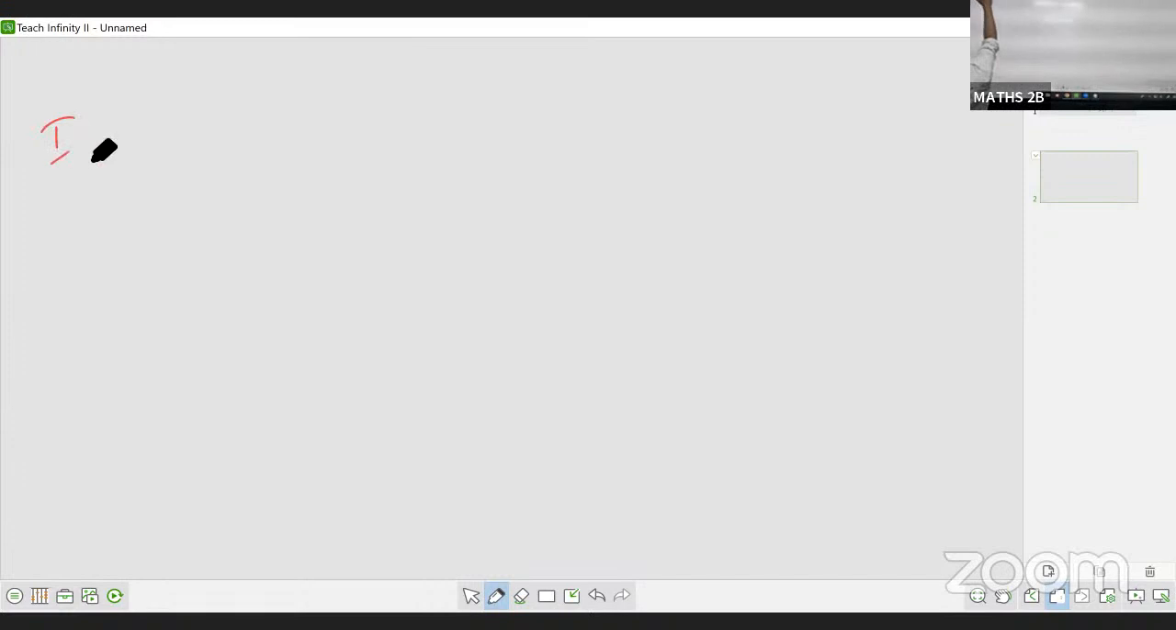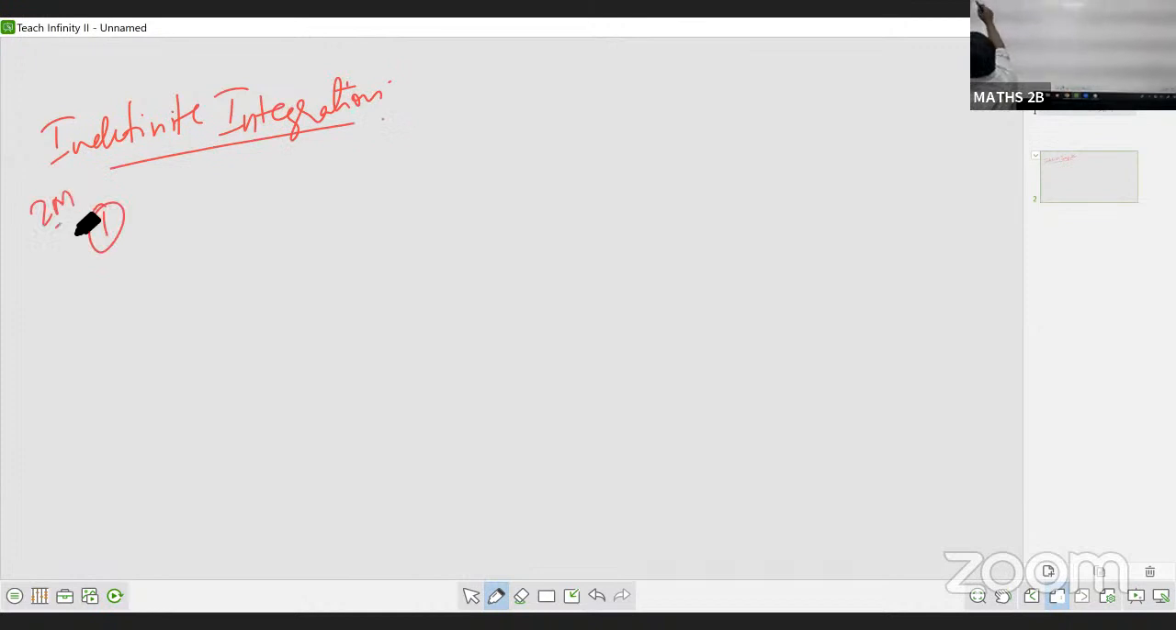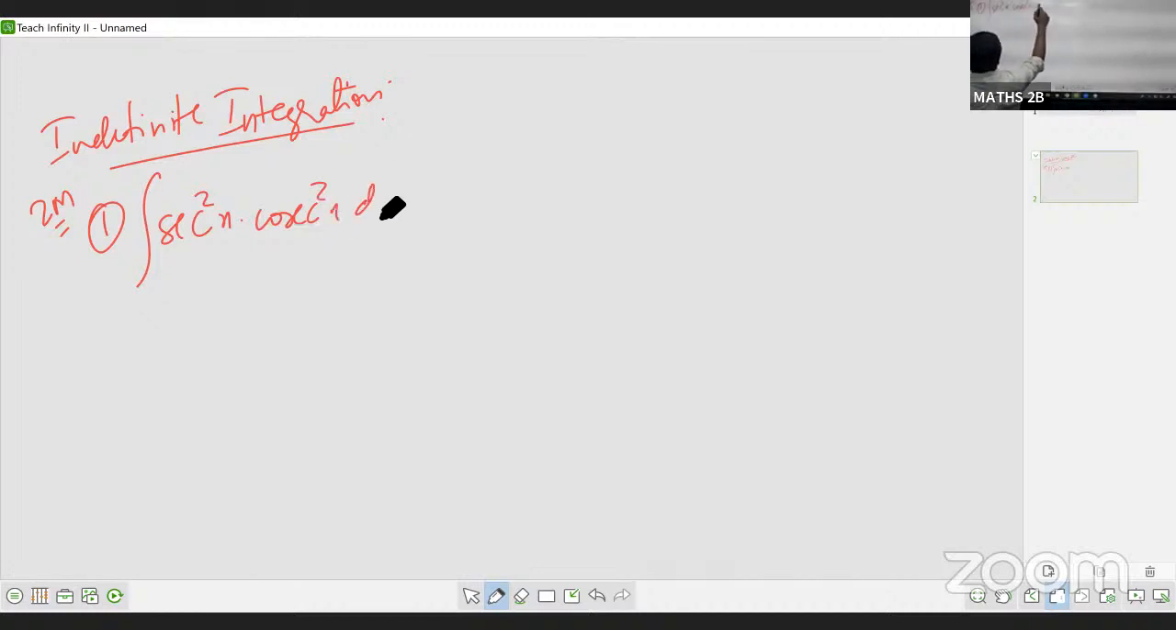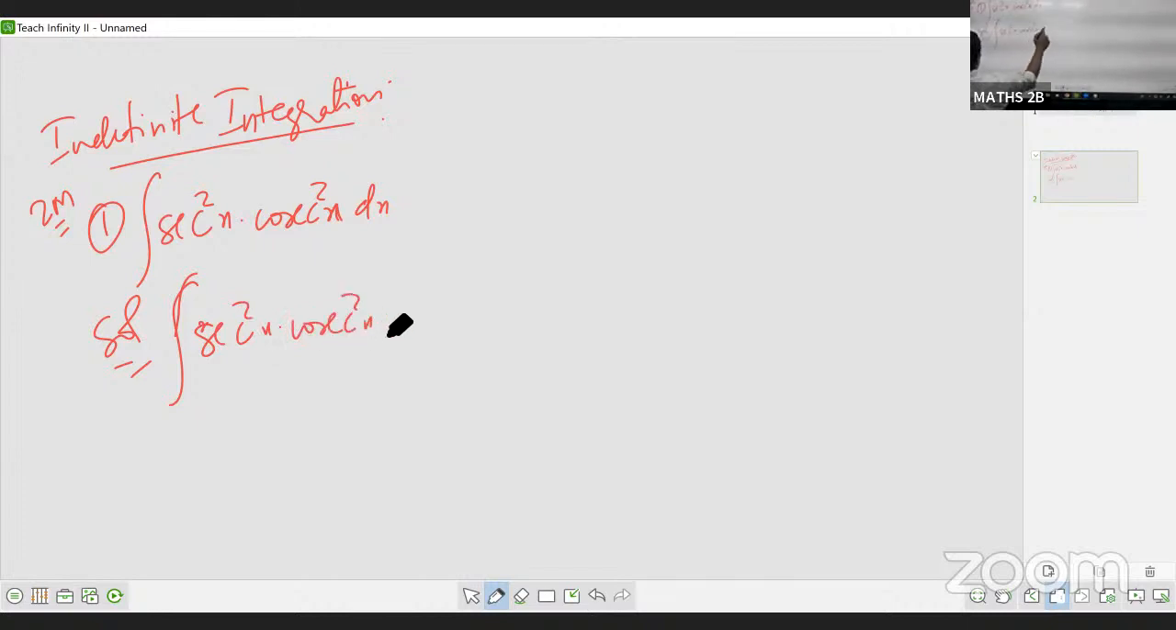Yeah, indefinite integration. Indefinite integration. Once again, let us see a few 2 marks. First one, very important: integration of secant square x into cosecant square x dx.